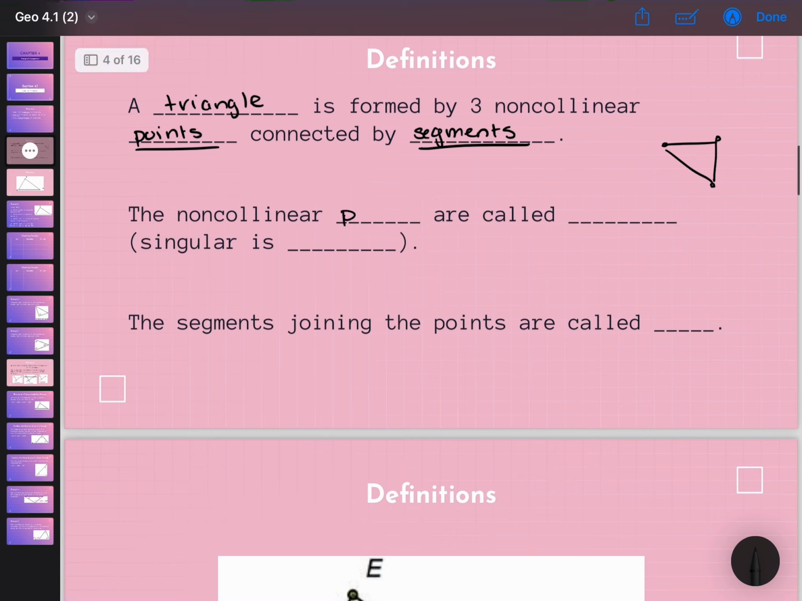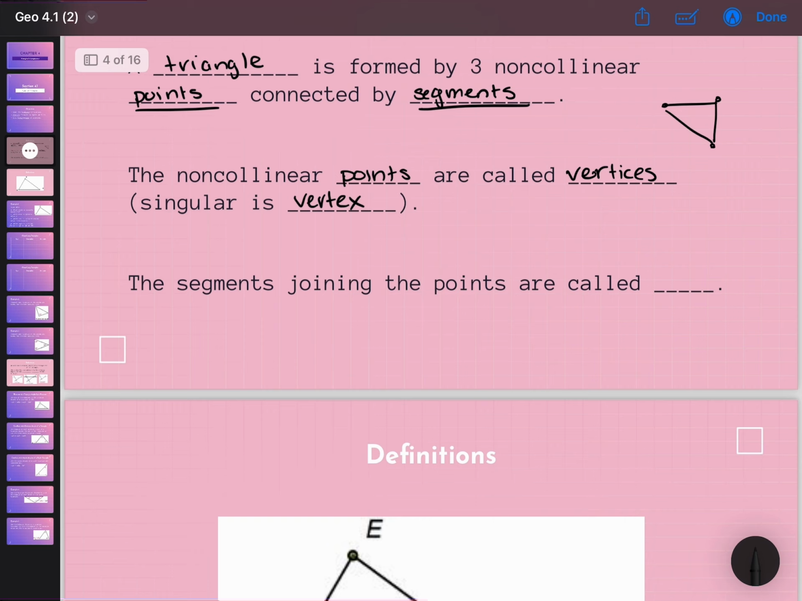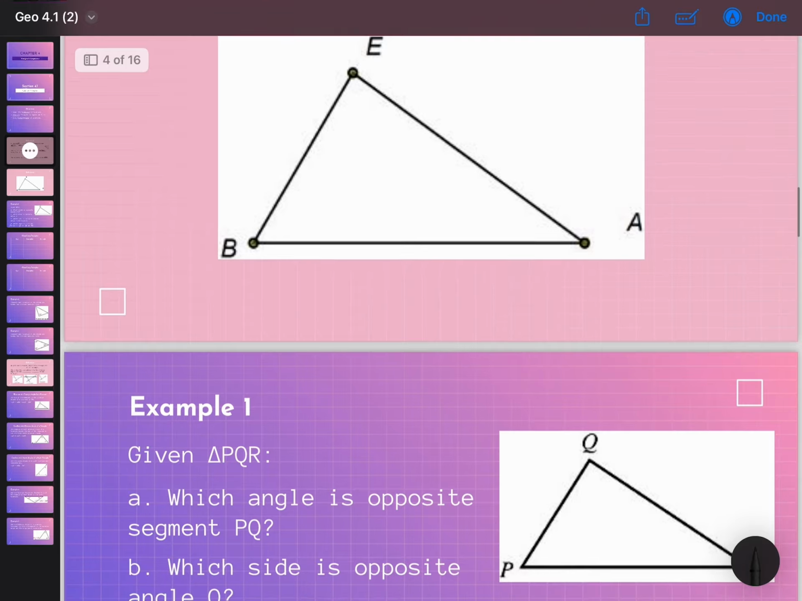The non-collinear points have a special name when we're talking about triangles. They're called vertices. The singular would just be vertex. We also dealt with vertices a little bit when just dealing with angles, right? So similar thing here, I have a bunch of angles. The point at each of those would be a vertex. The segments joining the points, we call those sides. All right, we're gonna keep on going here.